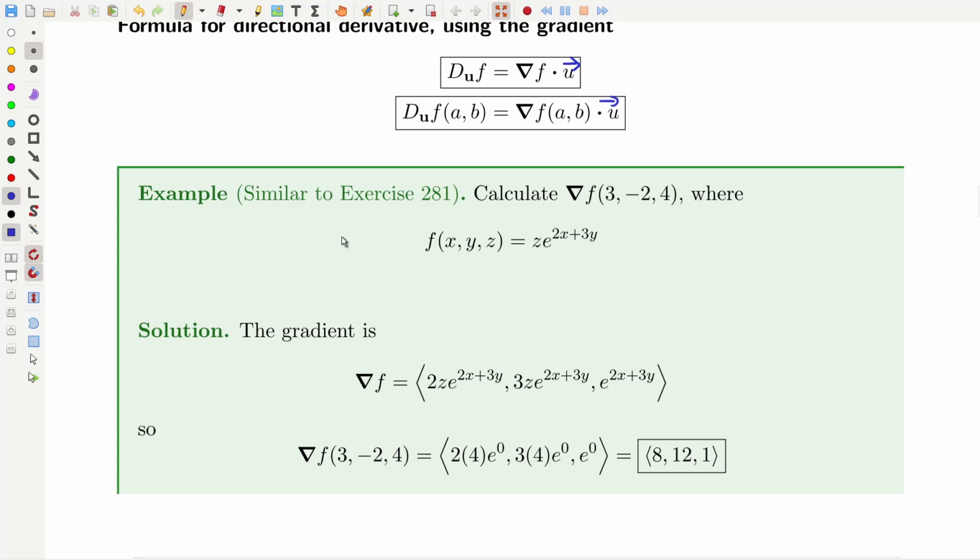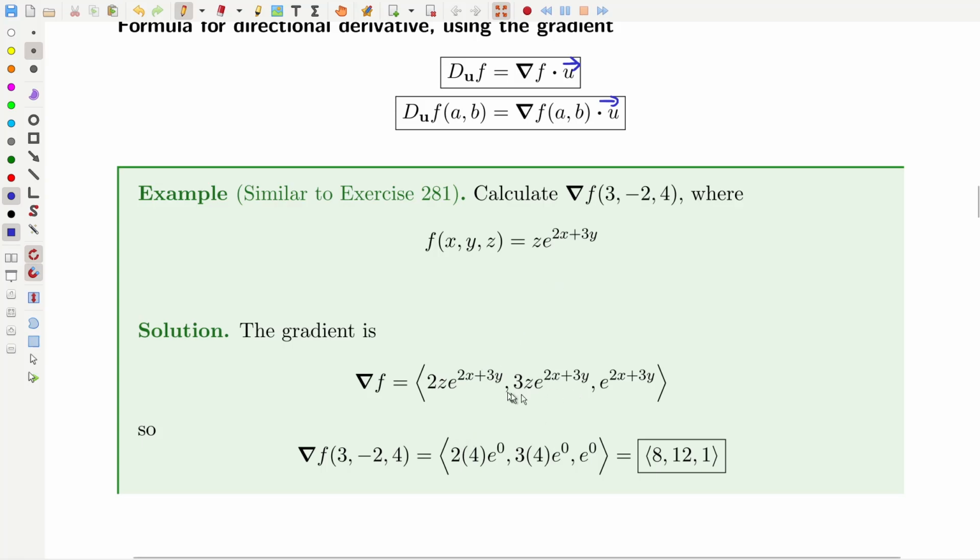Okay, so here's a concrete example. We're asked to compute the gradient of the function f given here, evaluated at this point. So to start with, we compute the gradient. That's just going to be a bunch of partial derivatives. So this is the partial derivative with respect to x. You can see that, because this is an exponential function, the exponential function sticks around. And then we have a 2x from chain rule that we take the derivative of, which introduces a 2 into the first factor.